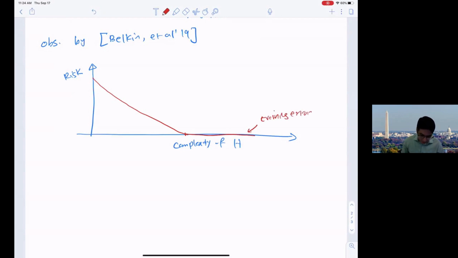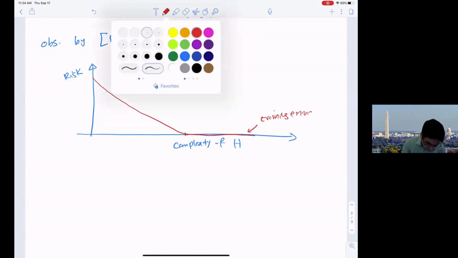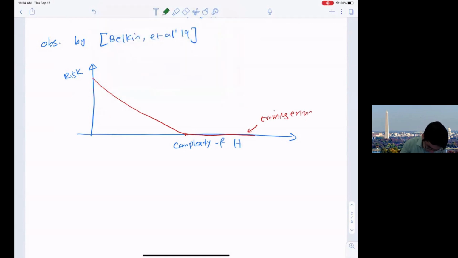And then, yes, you do observe that trade-off, the bias-variance trade-off that we explained before. So when you're increasing your complexity, you first decrease your risk because the bias term is becoming smaller, and then you increase it because the variance term becomes larger.